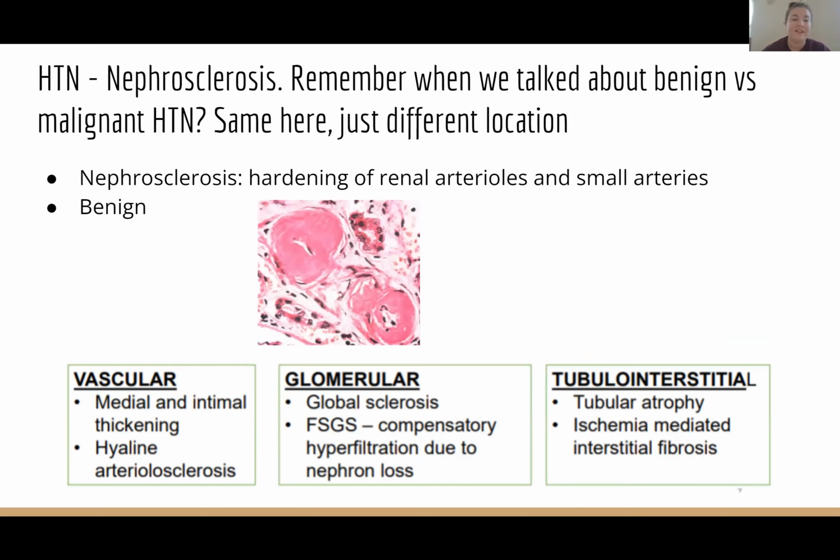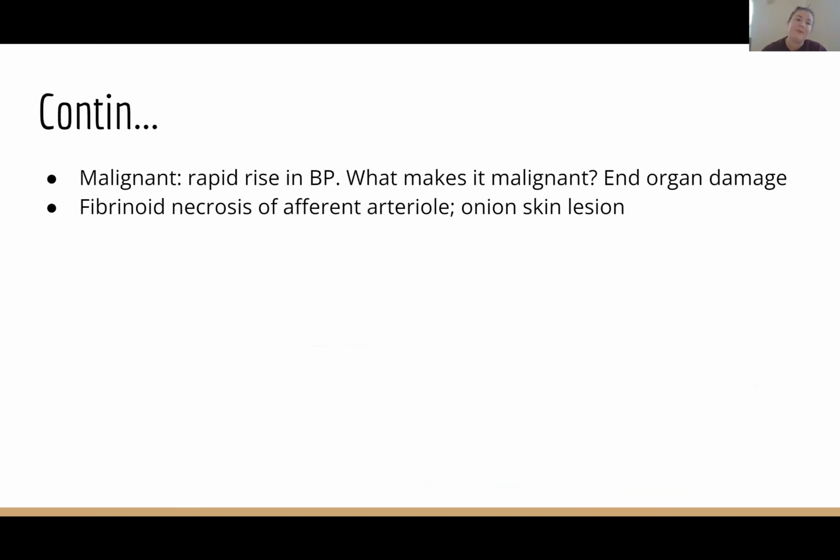So vascular, you're going to have the medial intimal thickening, hyaline arteriosclerosis. You can have global sclerosis at the glomeruli, and then focal segmental glomerulosclerosis. Of course, this is compensatory. And then at the tubular level, you can have atrophy and then ischemia.